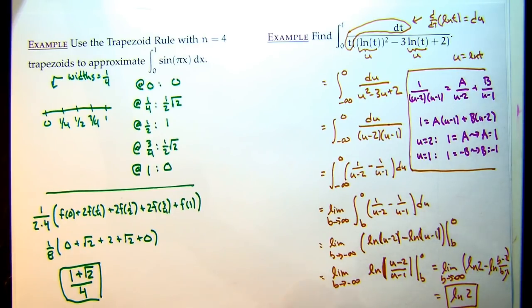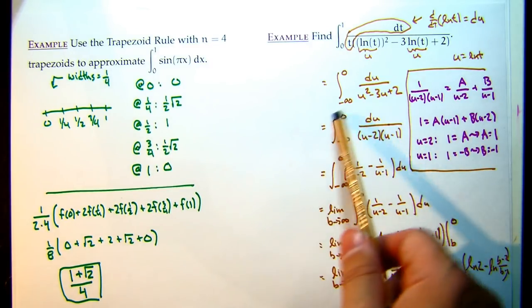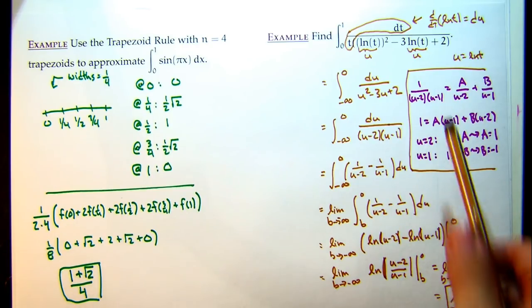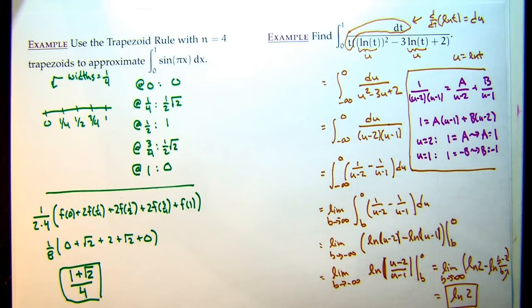Now, I should have done one more thing before I got too far along in the process and asked, are there any other problems? Maybe there was some sort of vertical asymptote in the middle. But when we write it as u minus 2 times u minus 1, we can see that the asymptotes would have occurred at 1 and 2, which are definitely not between negative infinity and 0. So we were okay. So that's it, log 2. That messy looking integral turns out to have a nice answer. Well, that's nice.